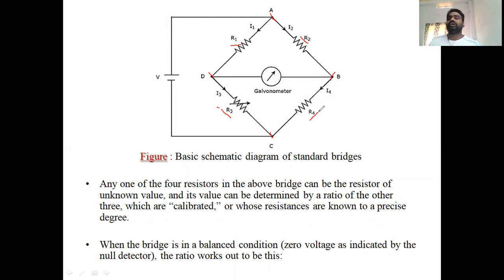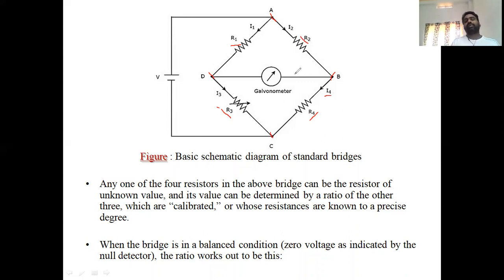So this is a standard DC bridge, which is fed with a DC operational voltage. Current flowing in the first arm is represented as I1. Current flowing in the second arm is represented as I2. Current flowing in the third arm is represented as I3, whereas current flowing in the fourth arm is represented as I4 respectively. So, four arms in the bridge.